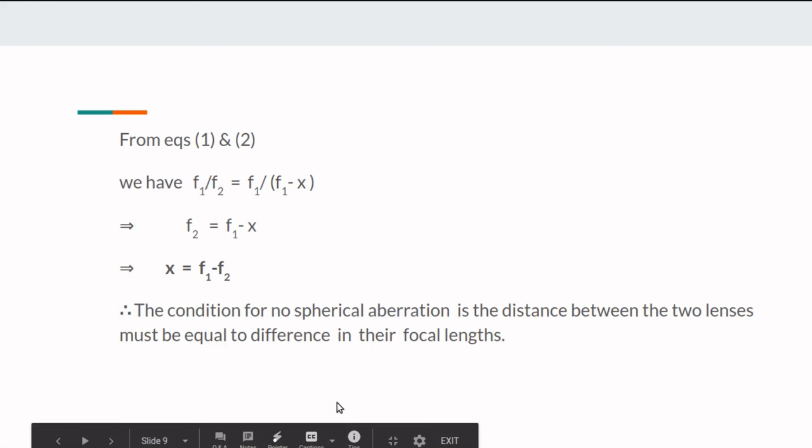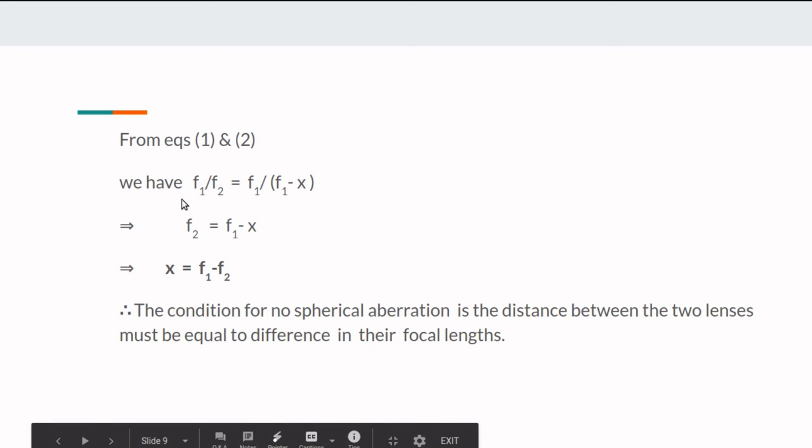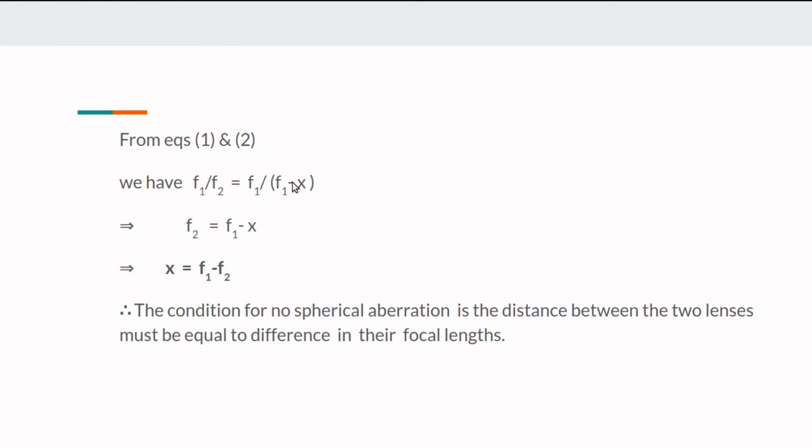From equations 1 and 2, we observe the left hand sides are equal, H1 by H2, H1 by H2. Then automatically the right hand sides are also equal. Then we get F1 by F2 is equal to F1 by F1 minus X. Numerators are equal. Therefore, F2 is equal to F1 minus X, or X is equal to F1 minus F2. This is the condition for minimum or no spherical aberration. That means if X is the distance between the two lenses and F1, F2 are the focal lengths of the two lenses, then the condition for no spherical aberration is that the distance between the two lenses must be equal to the difference of their focal lengths.